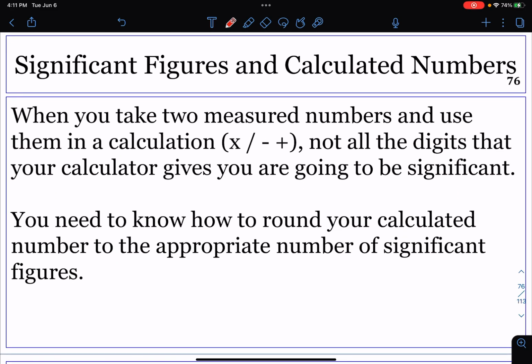When you take 2 measured numbers and use them in a calculation, either multiplying, dividing, adding, subtracting, not all the digits that your calculator just pops out are going to be significant. So there are a set of rules to follow depending on what calculations you did. Whether you actually multiplied or divided, there's a separate rule. Then there's a different rule for adding and subtracting. But for now, I'm just going to tell you to round to a certain number of significant figures, and then you need to know how to properly and appropriately round.